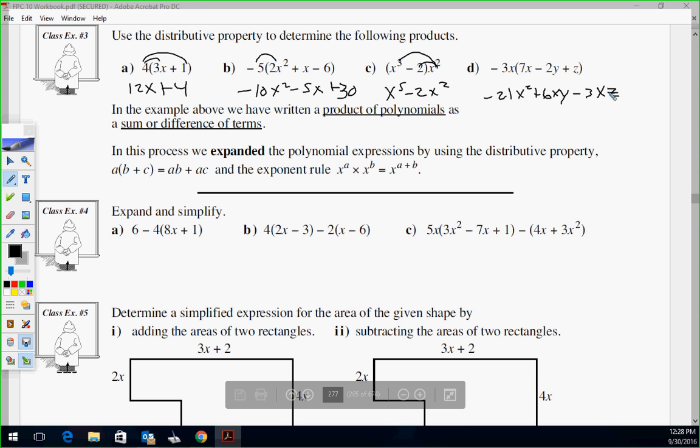Okay, in this process, we expand the polynomial expression by using distributive property and the exponent rule of adding exponents, which we did right here. So now, this is where a lot of you might get a little bit confused. Some of you are going to do 6 minus 4 first. Okay, remember, order of operations. We got to push the negative 4 in first.